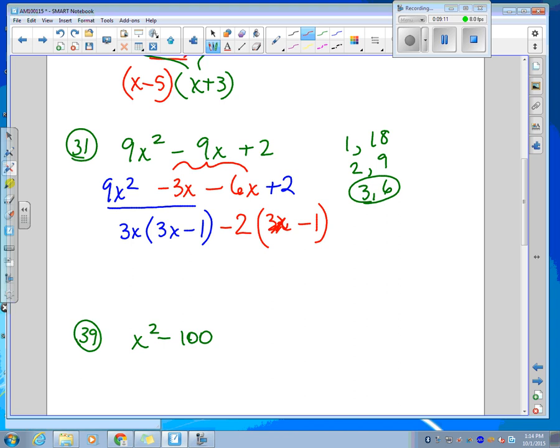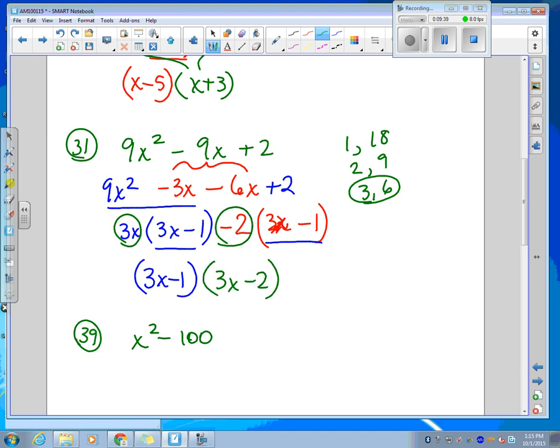Now, the reason I had to make this one negative is so that my two parentheses would match. Okay, if they don't match, go back and try to refactor them a different way. Okay, these have to match. You see that this and this are the same. You know that one. So write down my 3x minus 1. Okay, and here are my remainders. There's the 3x, and there's the minus 2. So again, if I FOIL these, I am going to get this. Try it out. FOIL it. Does it work?